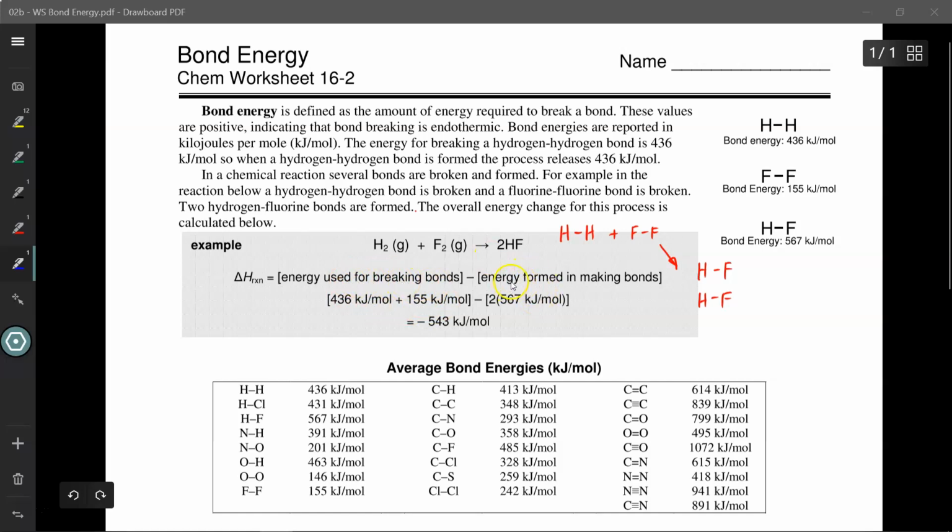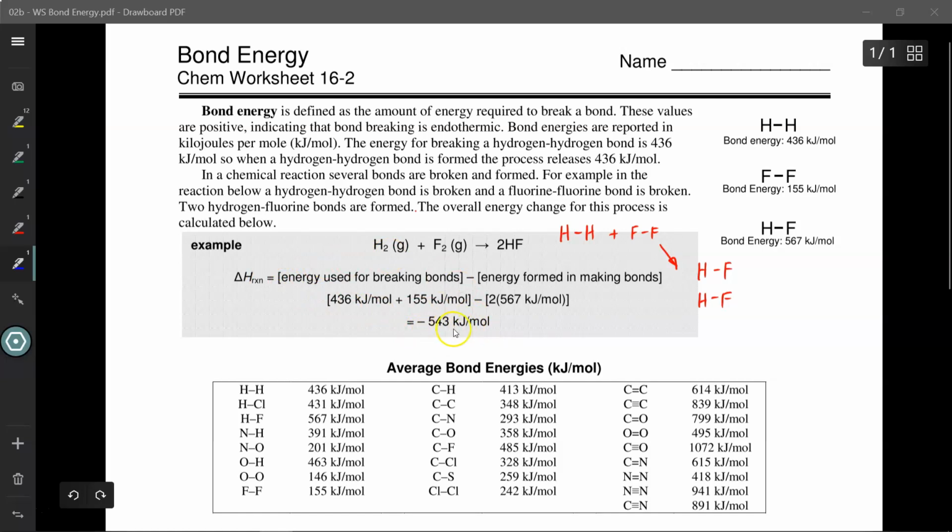Then we need to find out how much energy is required to form these bonds. So hydrogen fluoride is right over here, 567 kilojoules per mole. And since there's two of them, we multiply that by 2. Subtract these two values, and you get negative 543 kilojoules per mole for the enthalpy for this particular reaction.